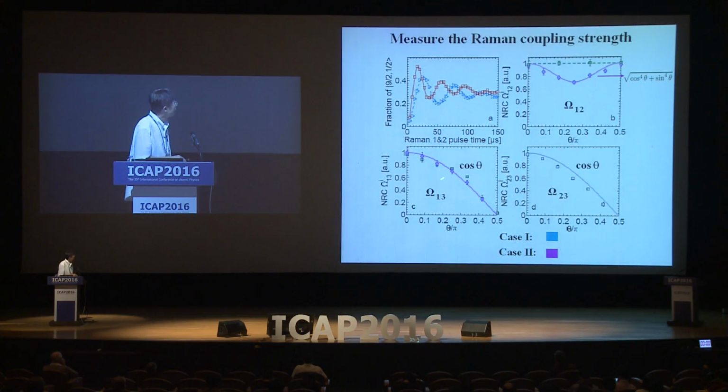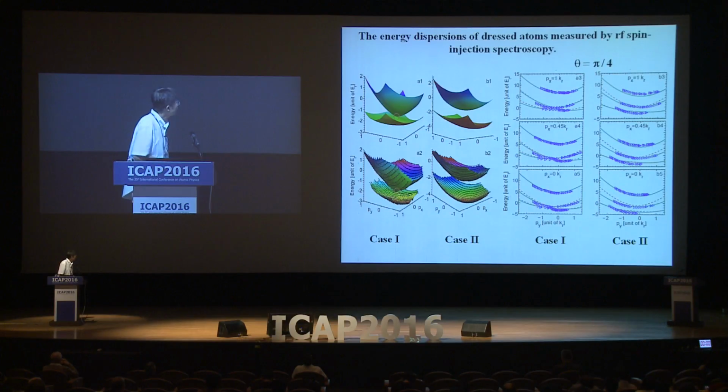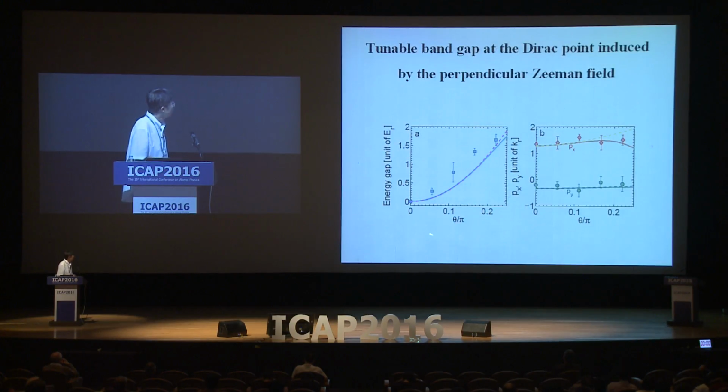We measure this Raman coupling by the Rabi oscillation. We can see the Raman couplings 1 and 3, and 2 and 3, change as a cosine theta function. For Omega 1 and 2, in case 1 it is unchanged. This one changes as this function. So we can see that in case 1, we cannot open the gap. For case 2, we can open the gap. We also measure the gap opening as a function of the rotation angle of polarization.